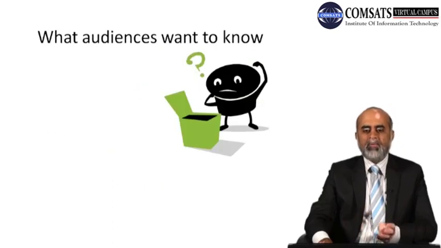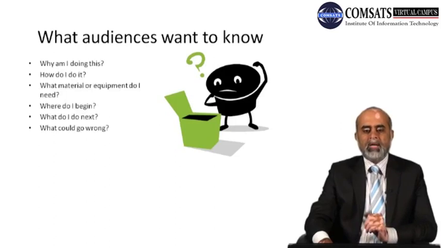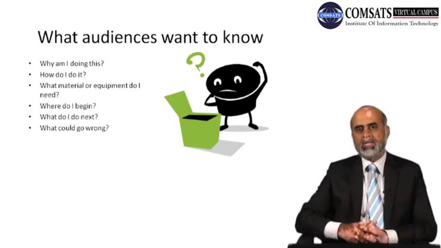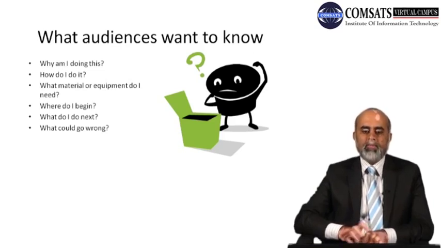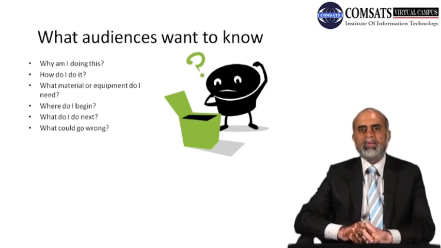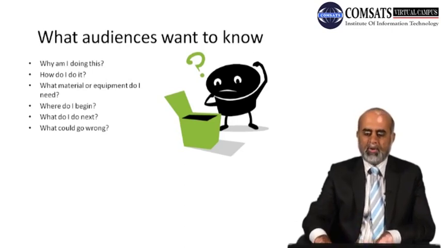Okay, and then we need to think what kind of questions the audience wants to know. Here is a list. Why am I doing this? How do I do it? So if, for example, you are instructing your students on how to make a paper plane, they can ask, why am I doing this? How do I do this? What material or equipment do I need? Where do I begin? What do I do next? And what could go wrong? So once you imagine your audiences, you can look at the questions that they can ask, and your instruction manual should address all those questions.